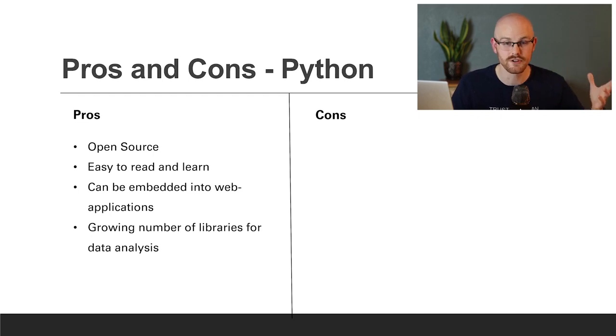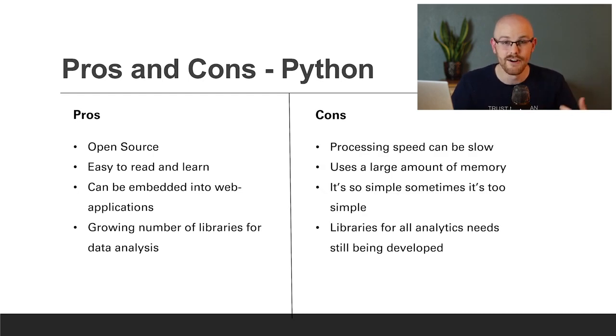There are, of course, a growing number of libraries and packages for R as well, but those are quite more well established, while Python is still growing and they're coming out and catching up to R fairly quickly. For the cons, the processing speed can be slow, especially depending on what library or package you're using. But I think that's a con in both R and Python. On some level, they're going to run slow.